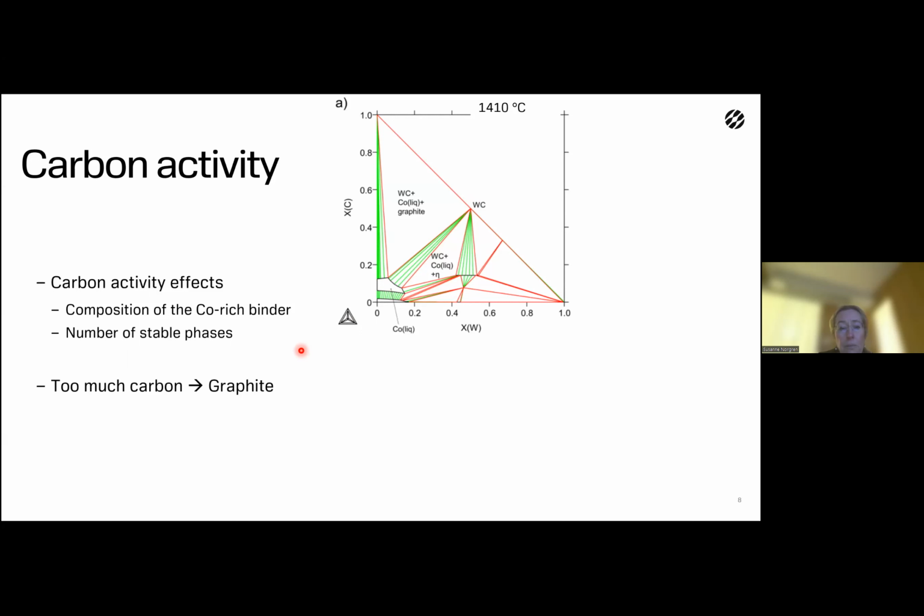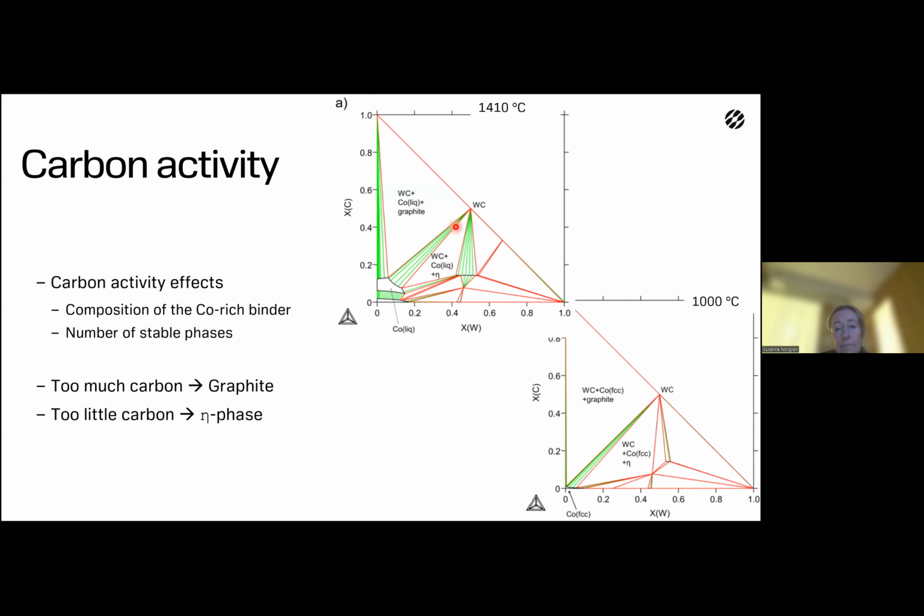But that is not enough, because you need to be here, of course, to avoid eta phase and graphite. But it's also important that after cooling, and we usually say that we freeze the mobility of the tungsten atoms in the binder phase at 1000 degrees C, you need to be in this region. And as you can see here at 1000 degrees C, the carbon range is even more narrow compared to the liquid state. Still, you must be able to come to this point in your final microstructure.